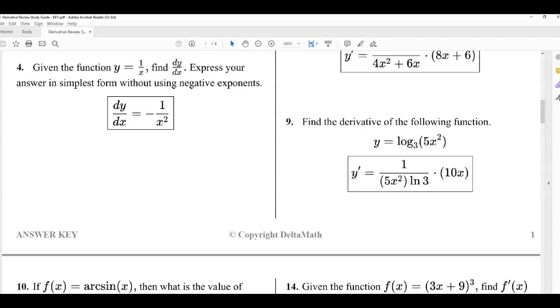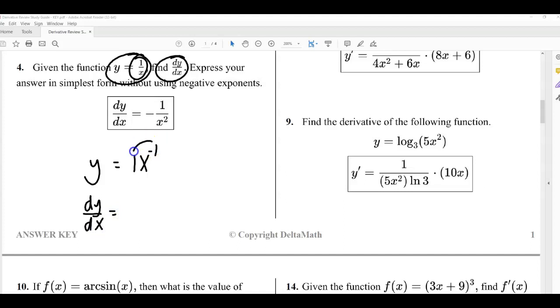All right, let's go ahead and take a look at number 4. Given this function here, find dy/dx, and express your answer in simplest form without using negative exponents. So the first thing I'm going to do is rewrite that as 1x to the -1. Anytime you have a term in the denominator and you want to apply the power rule, you need to move it up to the top and make the exponent negative. So I didn't actually take a derivative yet, so that's still equal to y.